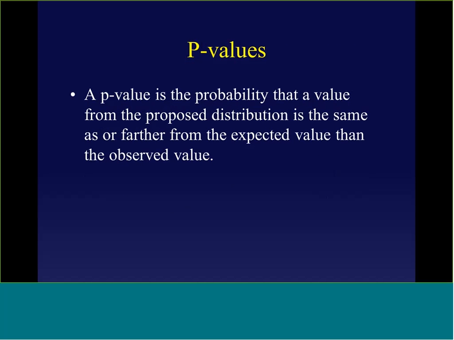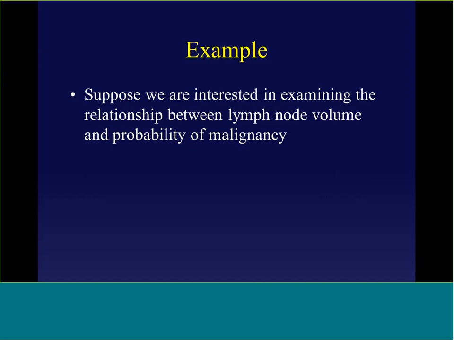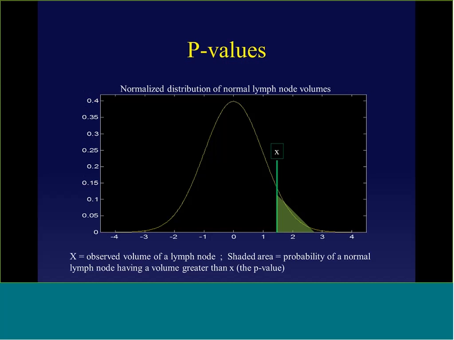And so that really helps us get to the point where we can have a little bit of understanding of what a p-value is. P-values are basically the probability that a value drawn from the proposed distribution is the same or further than the observed value. And so once again, we'll go back to our lymph node example. Let's say that we have a normal distribution for lymph nodes, normalized to a zero mean, so we subtracted the mean. And we want to say, well, this is what a normal distribution of lymph nodes looks like. And let's say we have a lymph node that measures X, which is about 1.5 after it's been adjusted. What's the probability of getting this result or greater from our normal lymph nodes?